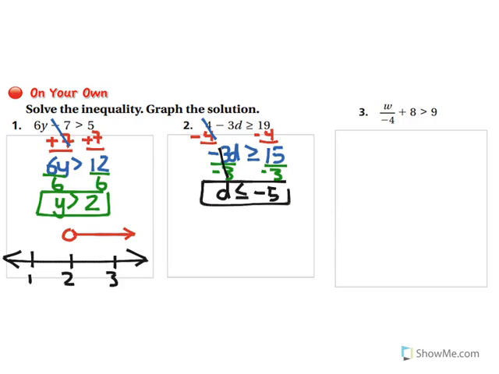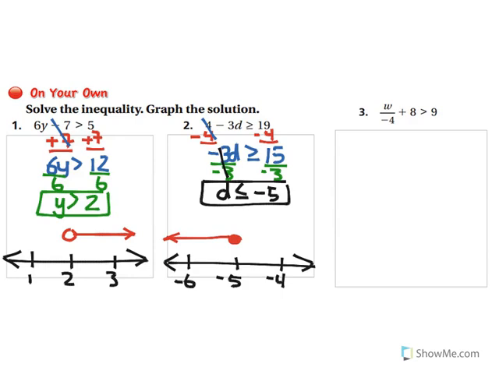So there's that solution. I'm going to go ahead and graph it. And with this one, I can do negative 6, negative 5, negative 4. And I'm going to make it a closed circle. And it's going to go to the left. So there's number 2 for you. All right. Let's take a look at our next problem.